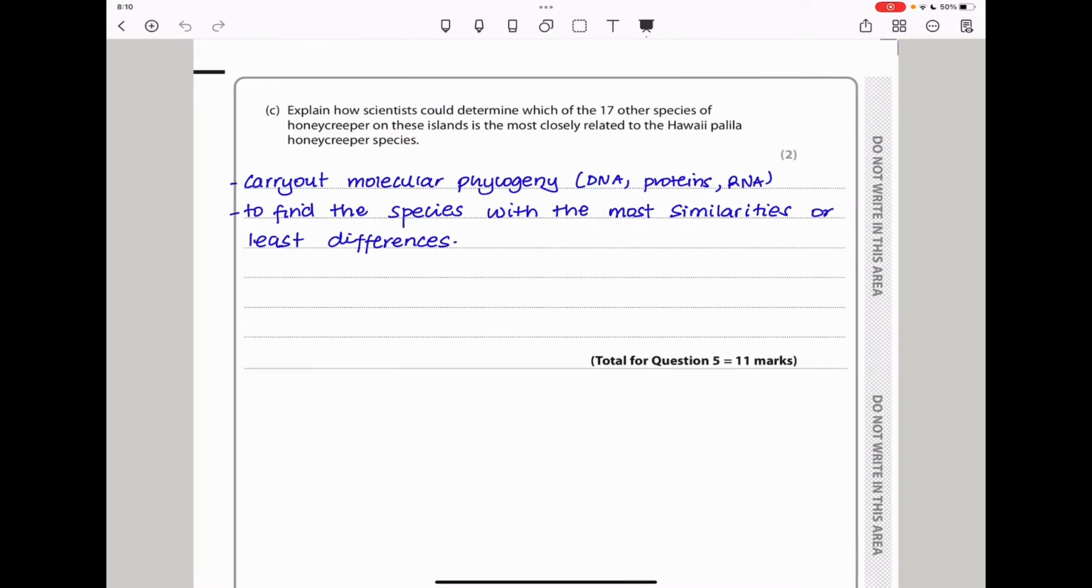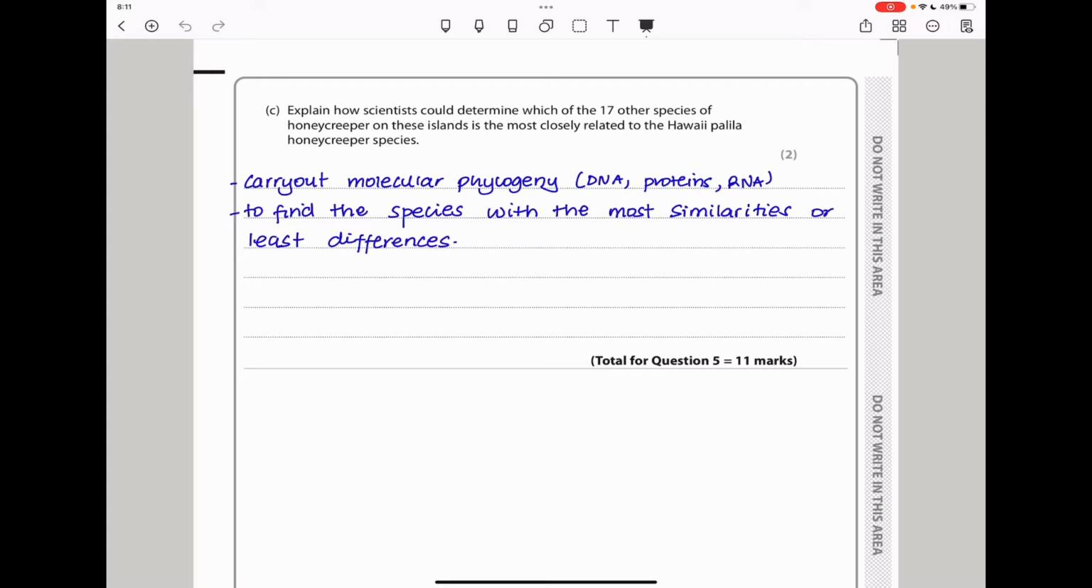Here they say, explain how scientists could determine which of the 17 other species of honeycreeper on these islands is the most closely related to the Hawaii palila honeycreeper species. What they will do here is carry out molecular phylogeny. This could be analysis of DNA, proteins, or RNA, any biological molecule present that could be analyzed. After that, they could find out which species have the most similarities among these analyzed molecules, or which species have the least differences.